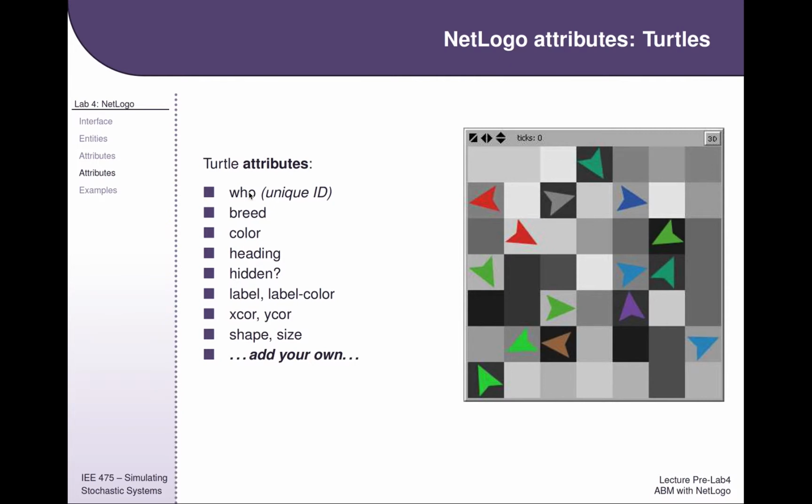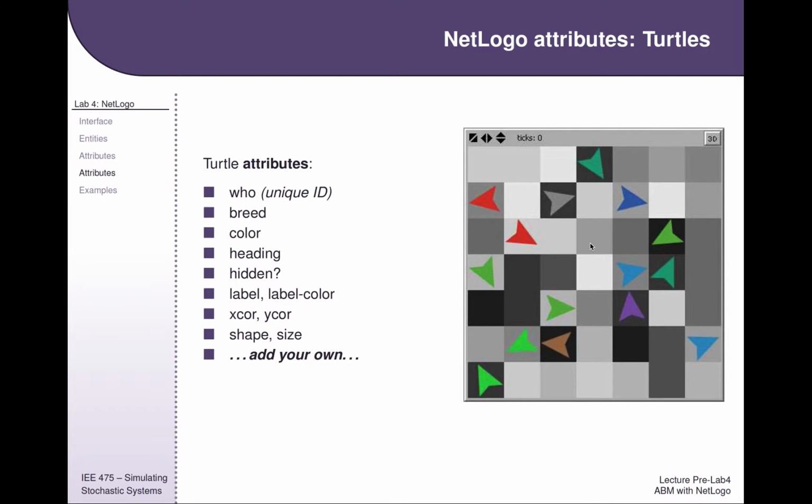Turtles also have an attribute which tells you what breed they are, what color they are. Notice there's multiple colors here. What heading, so effectively what direction they're pointing right now. Whether they're hidden or not. So you can hide a turtle and it will kind of disappear, but it still stays alive. That can be useful in some of your models if you want a turtle to go away for a little while, but don't want to recreate it later. Turtles can be labeled, and those labels can have colors. Turtles have a position, xcor and ycor, that you can query. And then you can also move a turtle, so you can effectively set those as well.